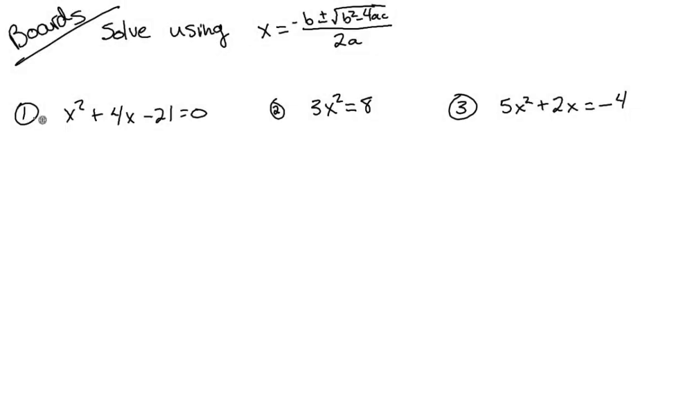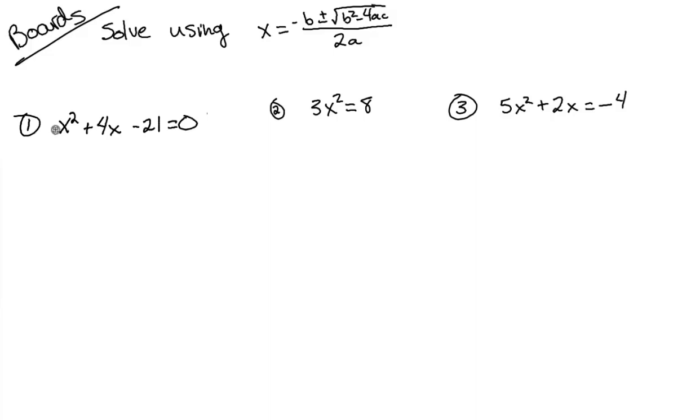Here are some problems for you to write down, put in your video notebook. Press pause, give them a try. Use the formula x equals negative b plus or minus square root b squared minus 4ac all over 2a. Now remember, you will have to get it equal to 0 first, so don't make that mistake. Go ahead and pause the video, and when you're ready, hit play. All right, here we go.